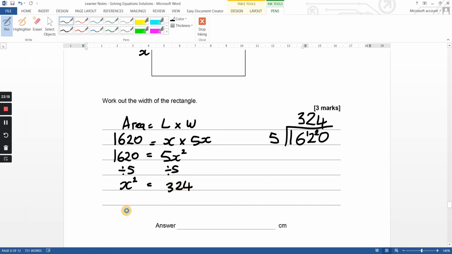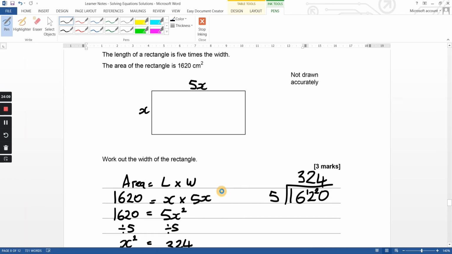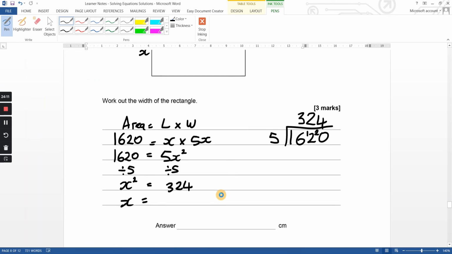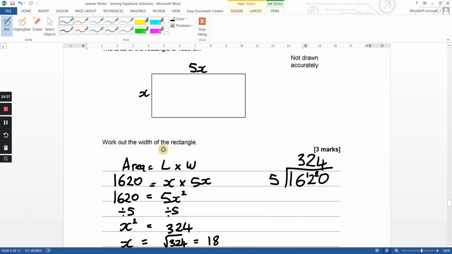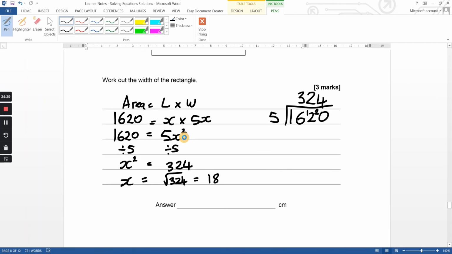Ooh, blimey. What's the square root of that? I'm pretty sure this will be on the calculator paper then, so they're not expecting you to know what the square root of 324 is. So we'll have to do the square root of 324, which is 18 if you type it in your calculator. Is that what it's asking for? Yeah, work out the width of the rectangle. We said the width was x, so that's our answer.